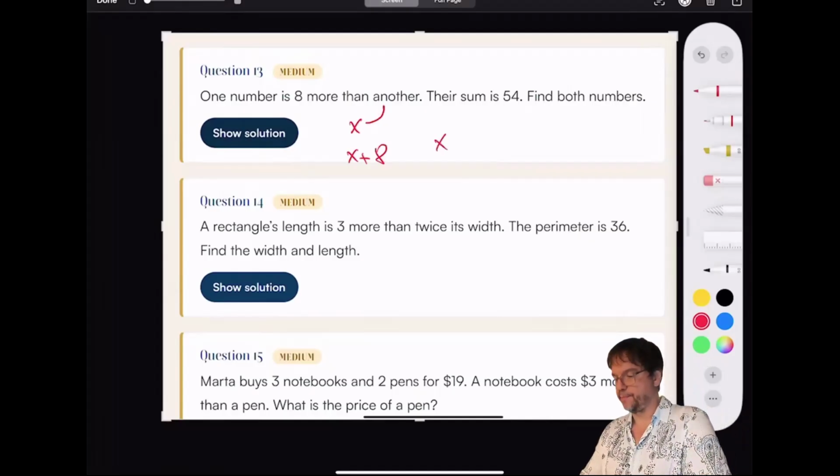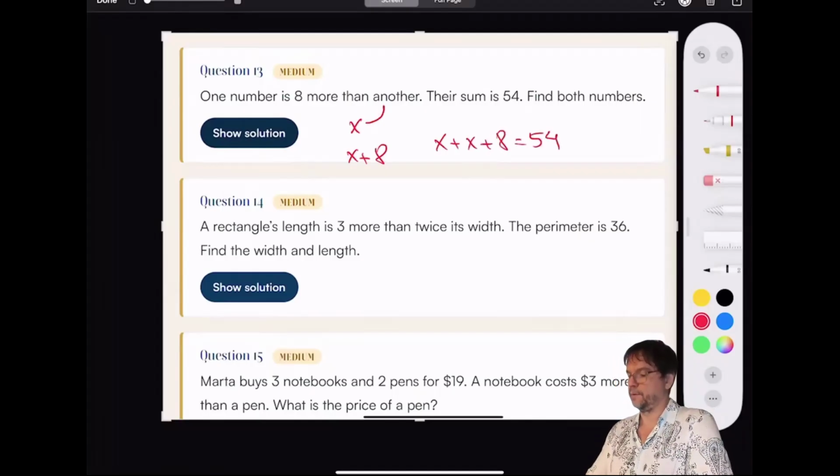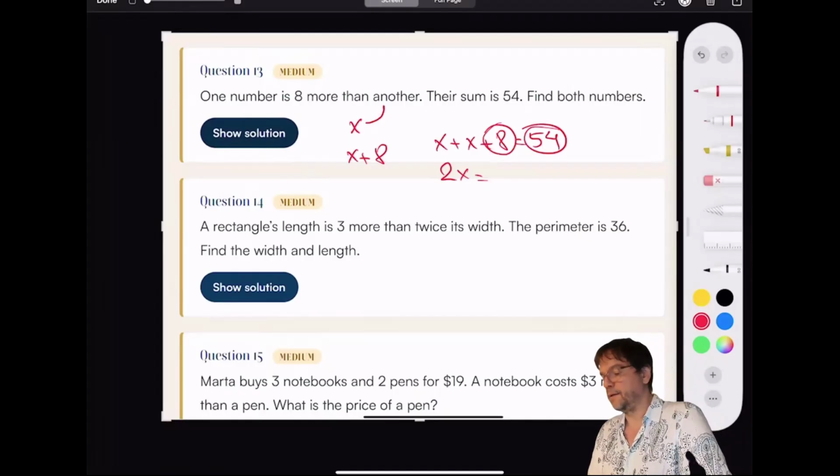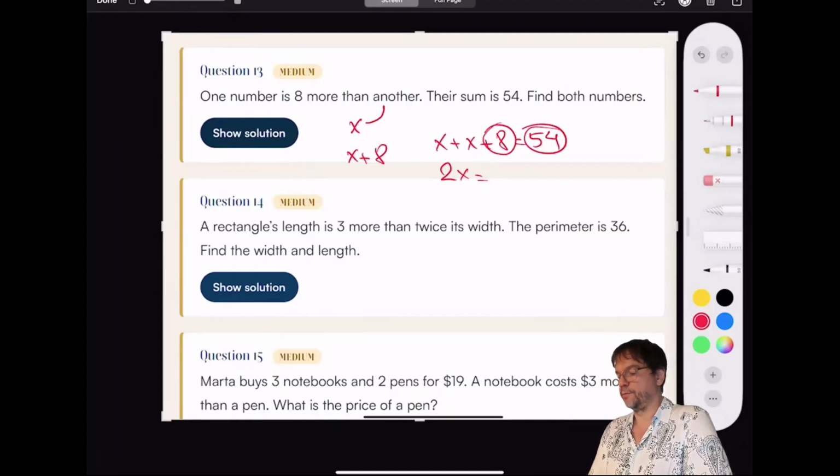Okay. Then their sum is equal to 54. 2x is equal to 54 minus 8. How much is 54 minus 8? 46. So x is 23. So if this is 23, this is 31.